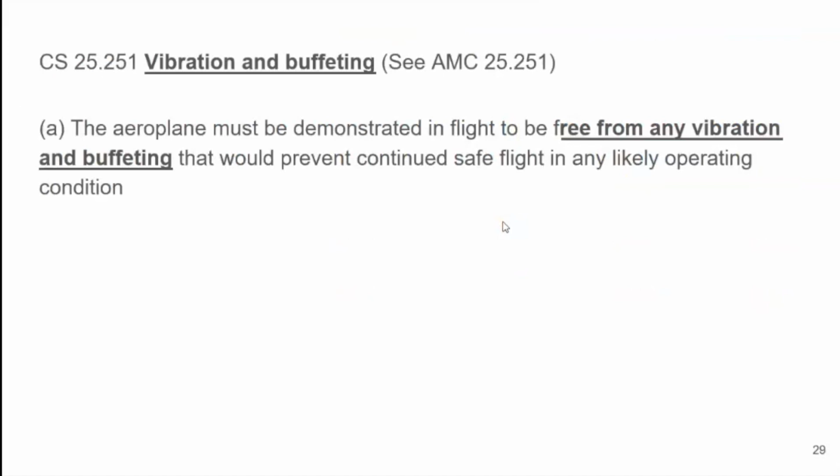Vibration and buffeting. The structure must be demonstrated in flight to be free from any vibration and buffeting. This is a standard requirement, either metal or composite, something you have to do during the flight test. 251 is in part B, flight. During the flight test, you must demonstrate the aircraft is free from any vibration and buffeting. It's just a generic requirement. Even if you are metallic, we also have to show this.